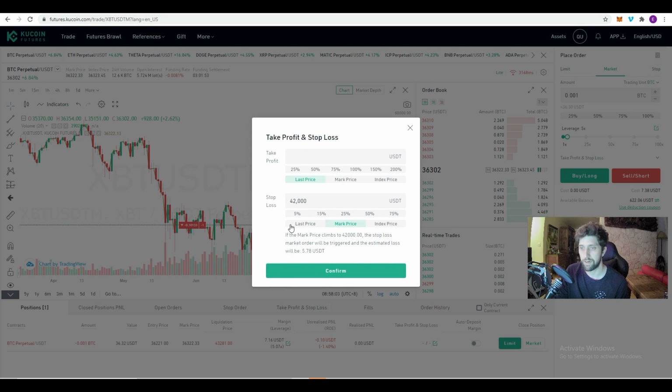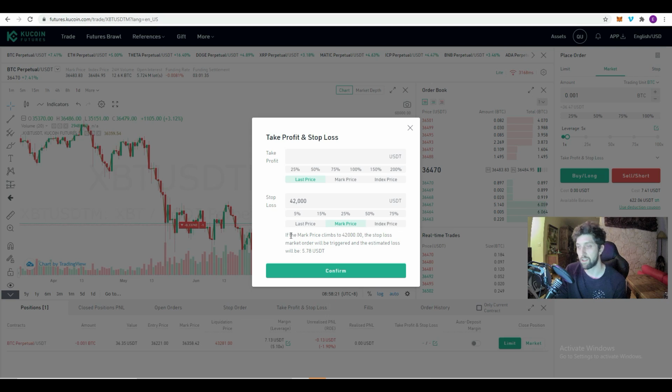I like to use mark price. Mark price is a little more accurate. Sometimes if you use the last price, you can get caught up in a trade and it won't actually close you out. So this is telling me that if price does get to 42,000, it's going to trigger my stop loss, and I'm going to be losing $6 on the trade.